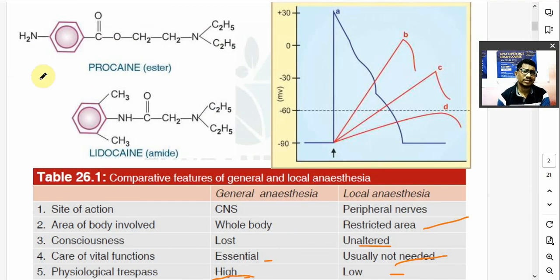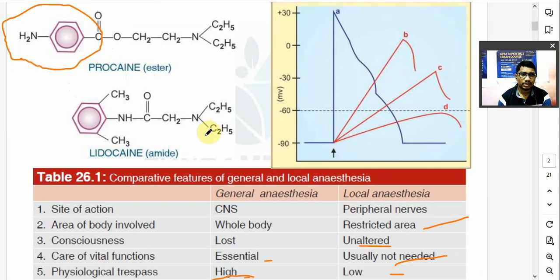Now, local anesthetics are of two classes: they are the esters or amides. Local anesthetics have three portions. Every local anesthetic drug has portions in its structure. This portion is known as the lipophilic portion, the portion of your aromatic ring. This is the general structure of a local anesthetic.